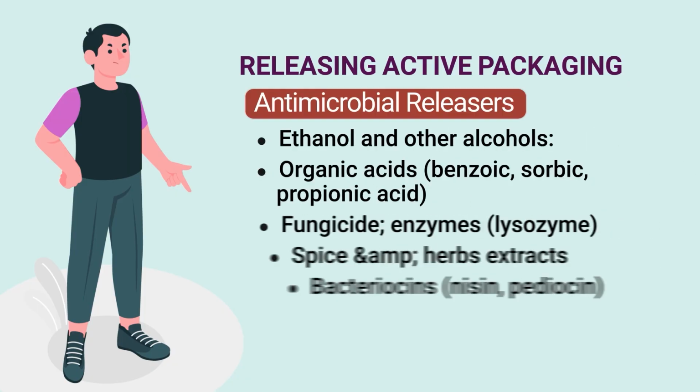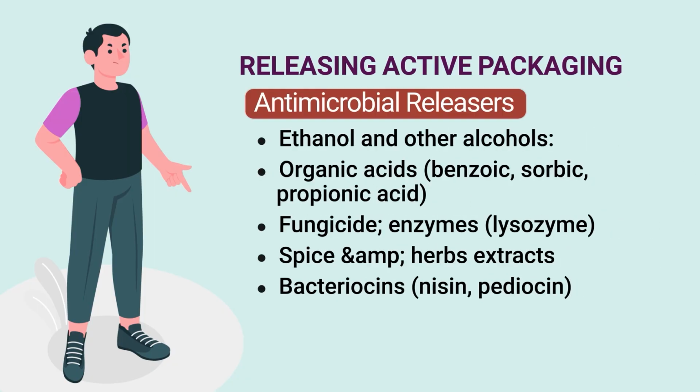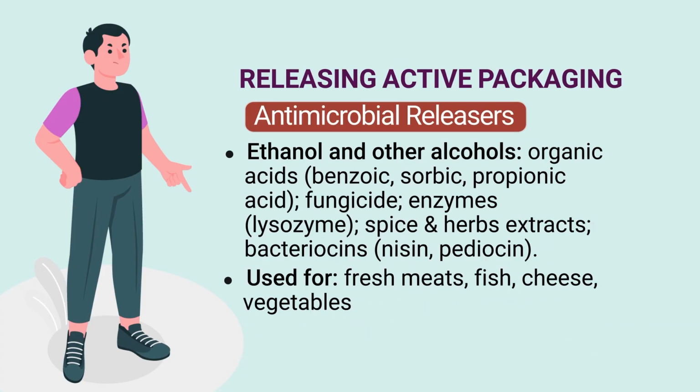Another important releasing active packaging system is where we can use antimicrobials. For preventing the growth of microbes in the food or preventing microbial spoilage of the food, we can use some antimicrobials. Antimicrobials can be ethanol and other alcohols, organic acids like benzoic acid, sorbic acid, propionic acid, fungicides, enzymes like lysozyme, spice and herb extracts, and bacteriocins like nisin or pediocins. We can use all these antimicrobial releasers in the package itself, or we can add them to the packaging material. So we can use antimicrobial releasers for different types of food like meat, fish, cheese, bread, fruits and vegetables, etc.